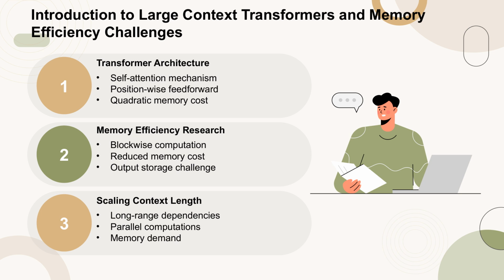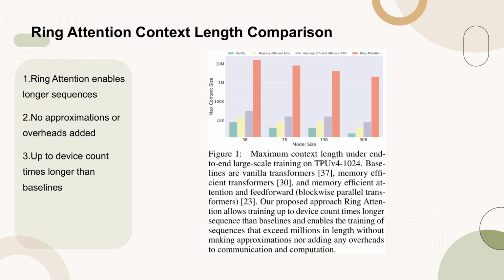Scaling context length is essential for processing long sequences, such as books, high-resolution images, and complex code bases. The memory demand for such tasks is substantial, often exceeding the capacity of contemporary GPUs and TPUs. Figure 1 illustrates the maximum context length achievable during end-to-end large-scale training on TPU v4-1024. The baselines include vanilla transformers, memory-efficient transformers, and memory-efficient attention and feed-forward, blockwise parallel transformers.